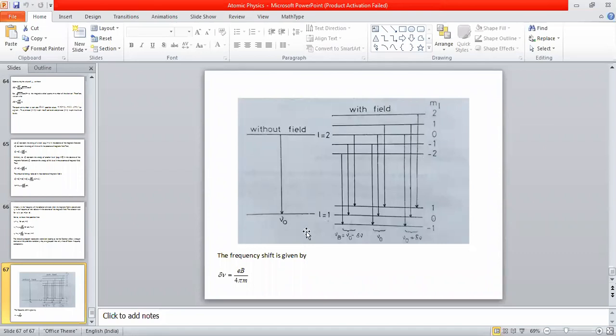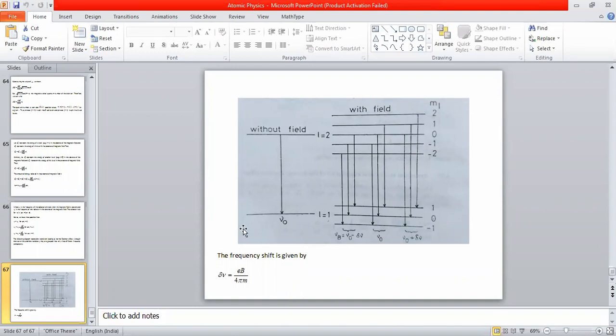Similarly, if you go to the lower energy state, L is equal to 1, then ml can take 3 different possible values: -1, 0, +1. So the L is equal to 1 state in the presence of the magnetic field splits up into 3 sub energy levels. Whenever the electron makes a transition from a higher energy level to a lower energy level when the field is switched on, there are many transitions.